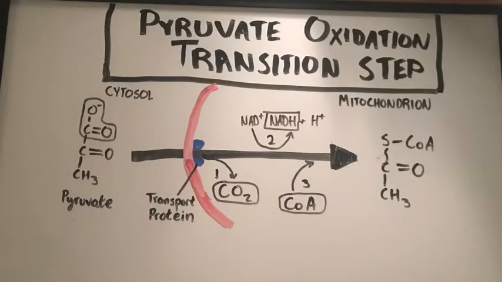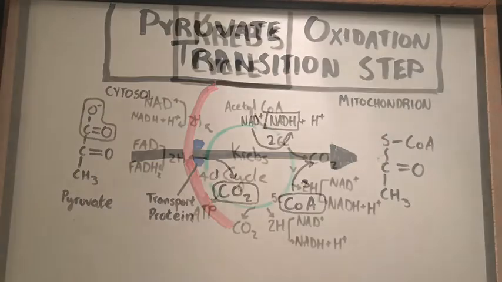Through the pyruvate oxidation transition step, every pyruvate molecule from glycolysis goes into the mitochondrial matrix, the innermost compartment of the mitochondria. There, like we talked about before, it's converted into a 2-carbon molecule bound to coenzyme A, also known as acetyl-CoA. CO2 is released and NADH is generated.